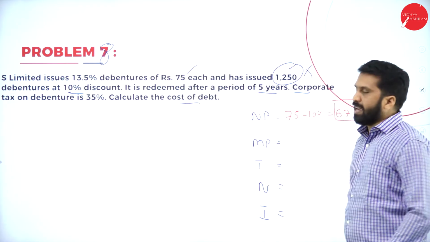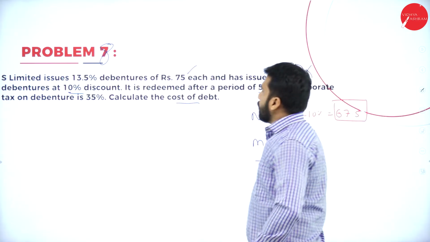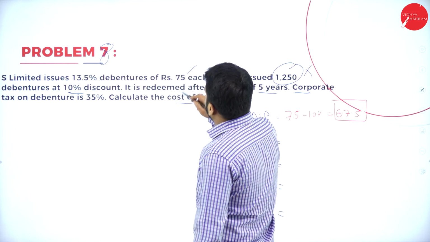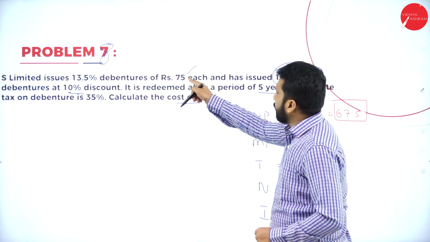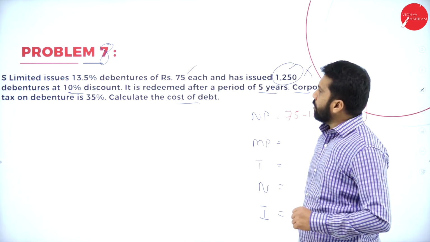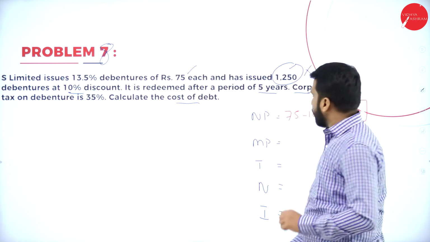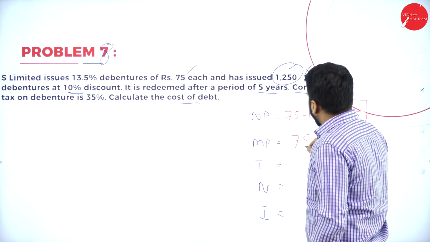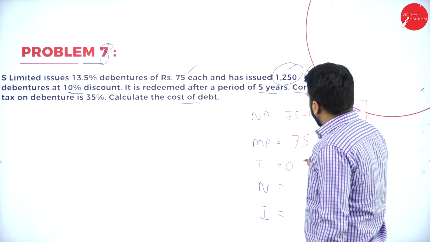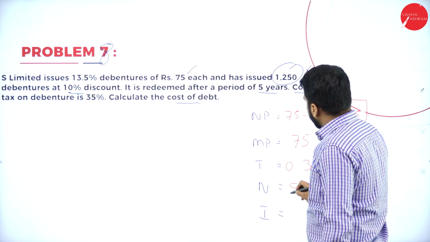You got your NP. Now we'll go for MP, market price. Market price is your maturity price. They have not mentioned at what price it is redeemed. It is redeemed after a period, not at a premium, not at a discount. So it will be 75. Tax rate is 35, 0.35. Number of years is 5.